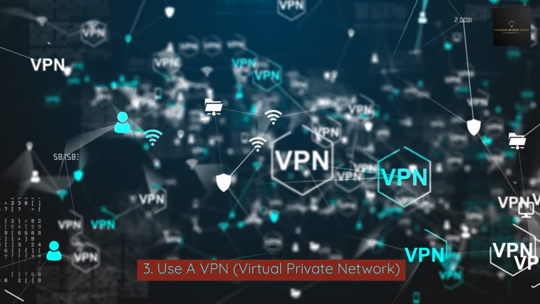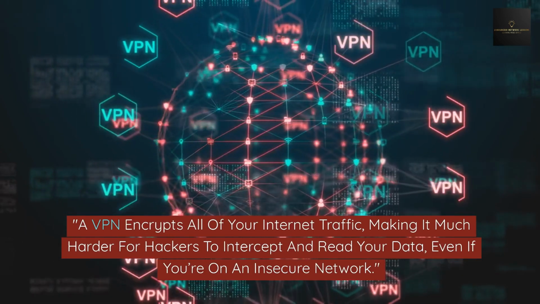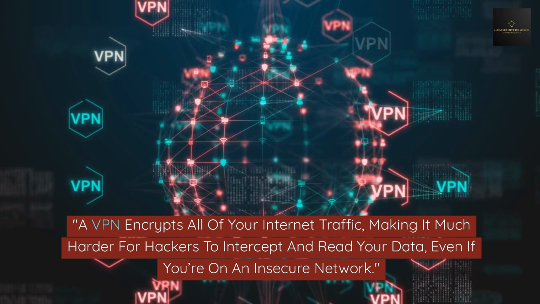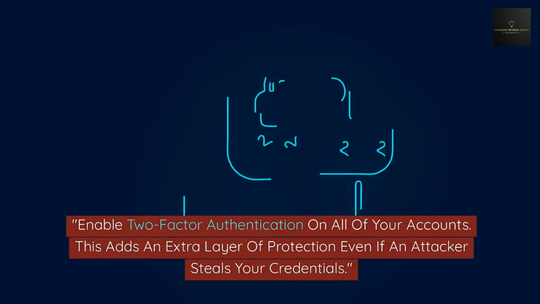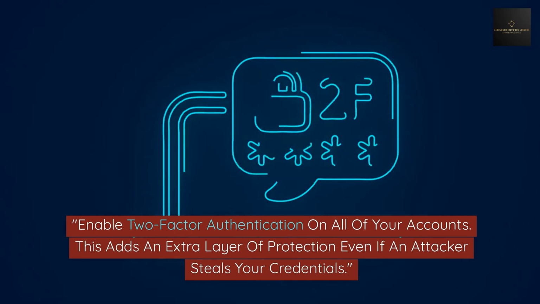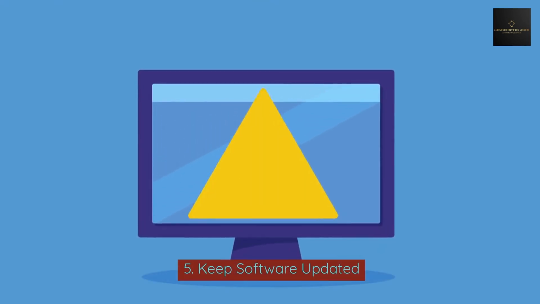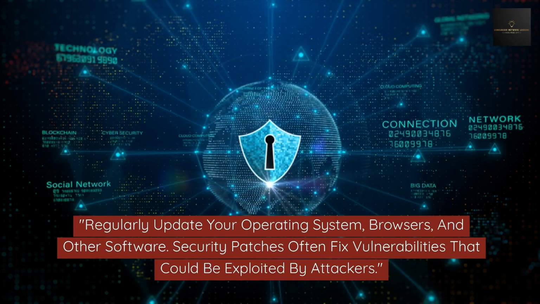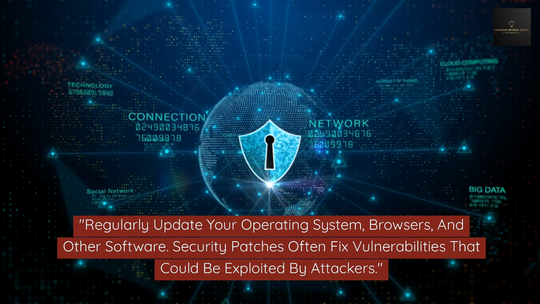3. Use a VPN, virtual private network. A VPN encrypts all of your internet traffic, making it much harder for hackers to intercept and read your data, even if you're on an insecure network. 4. Two-factor authentication. Enable two-factor authentication on all of your accounts. This adds an extra layer of protection even if an attacker steals your credentials. 5. Keep software updated. Regularly update your operating system, browsers, and other software. Security patches often fix vulnerabilities that could be exploited by attackers.